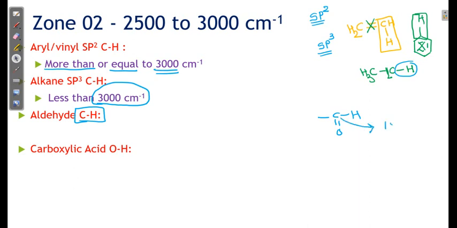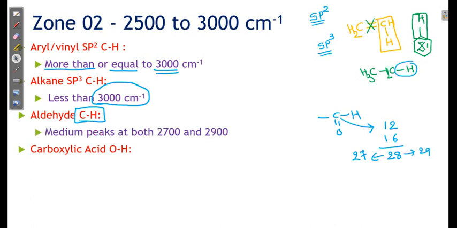So I always try to remember it in such a way. The carbon has 12 atomic mass, oxygen has 16, and the sum is 28. So less than 28, that is 27, and more than 28, that is 29. So we are getting the very characteristic signals at both 2700 and 2900.